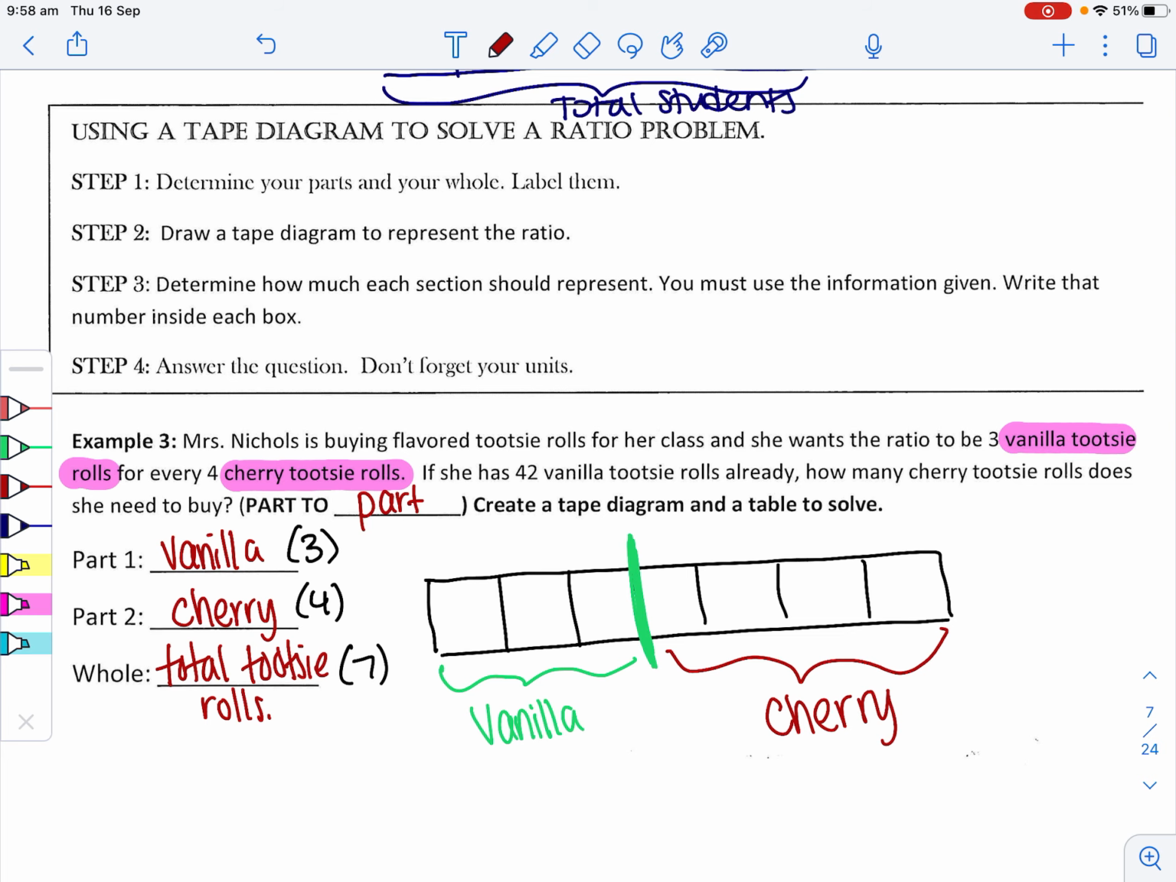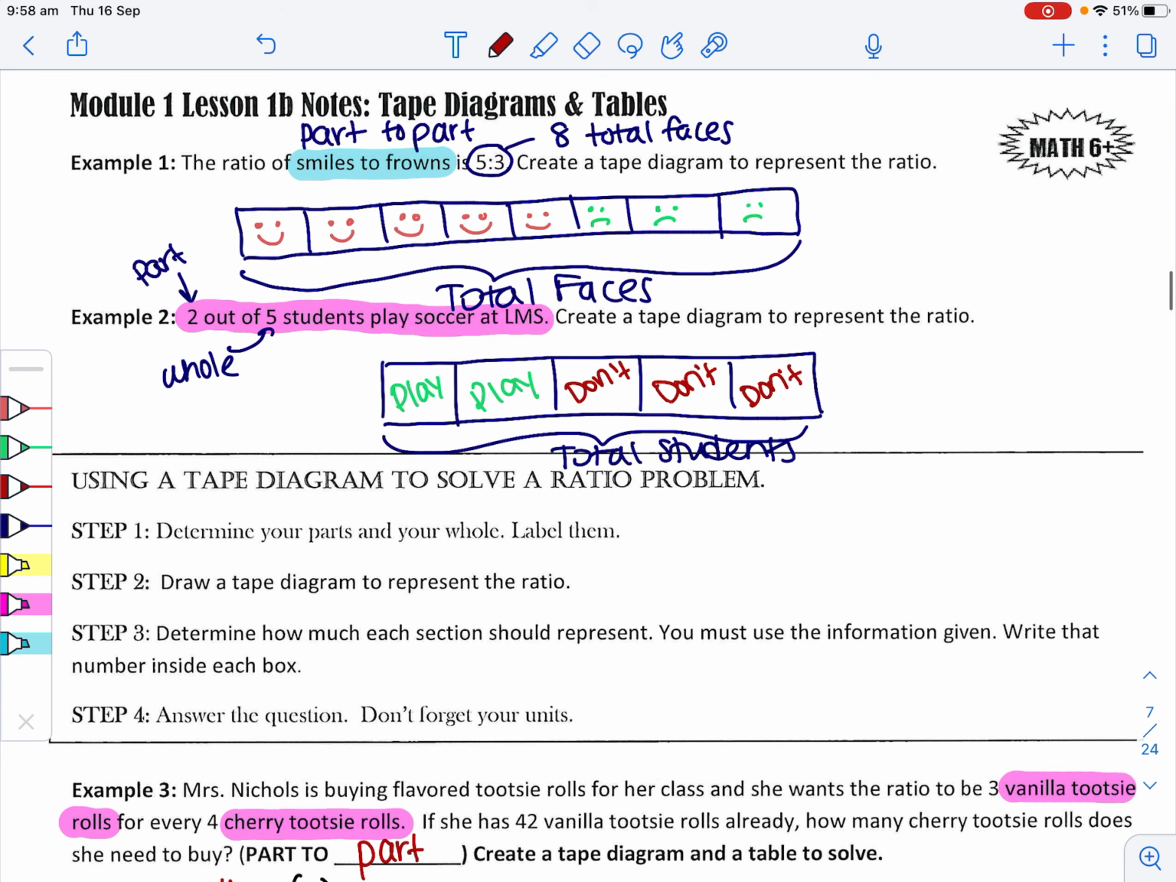Now to figure out what goes in each of these boxes. Up above I have play and don't play, smiles and frowns. The reason I have that is because they didn't give me a certain number of smiles and a certain number of frowns that I was trying to figure out.